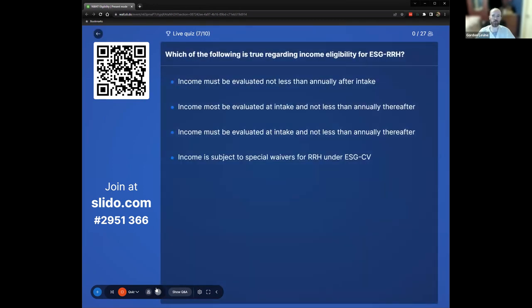Which of the following is true regarding income eligibility for ESG rapid rehousing? That income must be evaluated not less than annually after intake, that it must be evaluated at intake and not less than annually thereafter, that it must be evaluated at intake and not less than annually thereafter. Are those two the same? Why would, no, they're, one is most and one is must. And finally, income is subject to special waivers for rapid rehousing under ESG CV. I'll be interested to know if there's a difference between the number of people who answer two and three based on must and most.